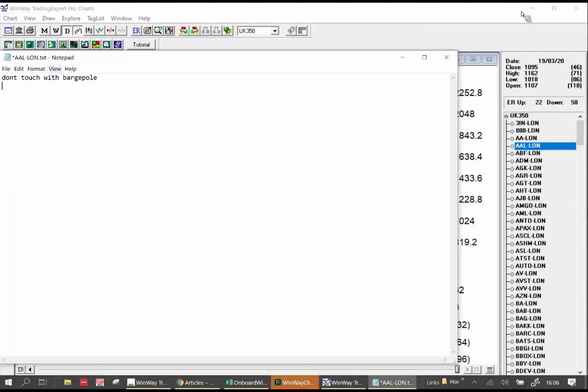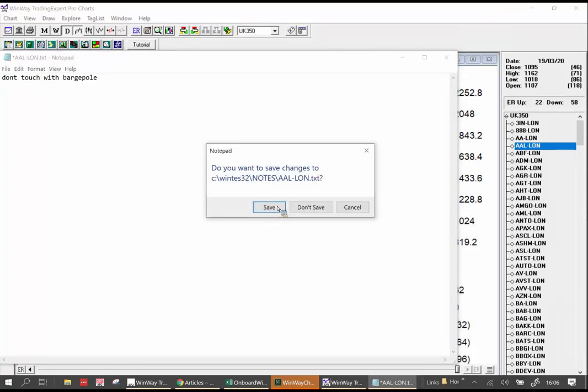You don't have to save it to anywhere. It knows where it saves it to. That's where it saves it to. See Wintest 32 Notes AAL London. So it will save that, and now you've got a file that has been saved for all time for you.